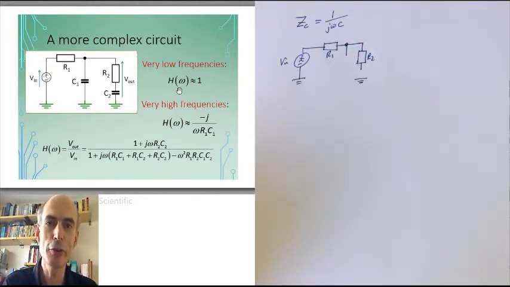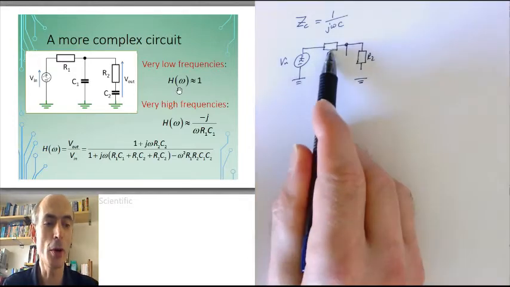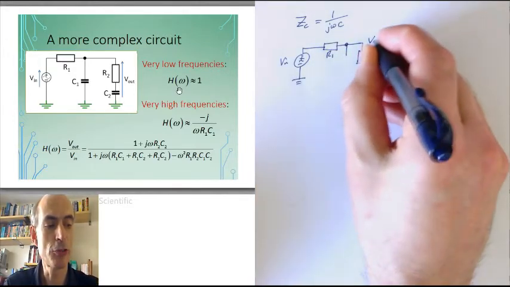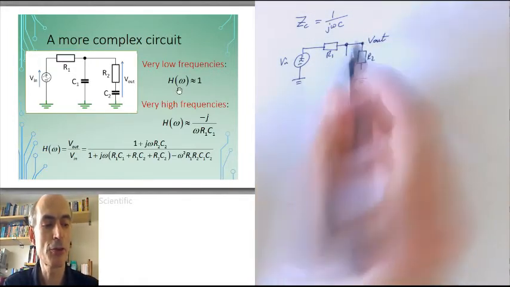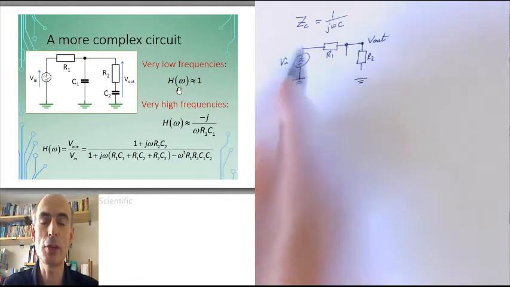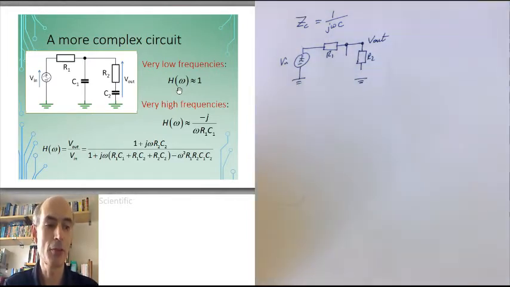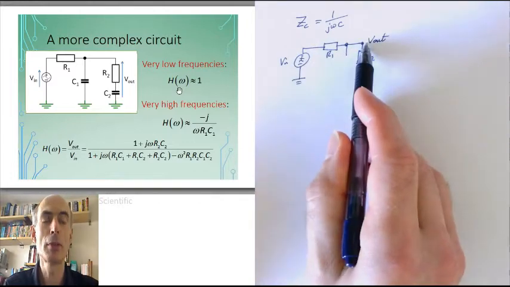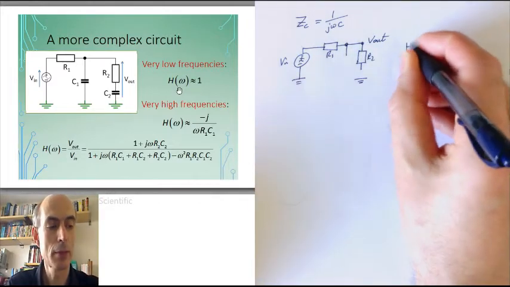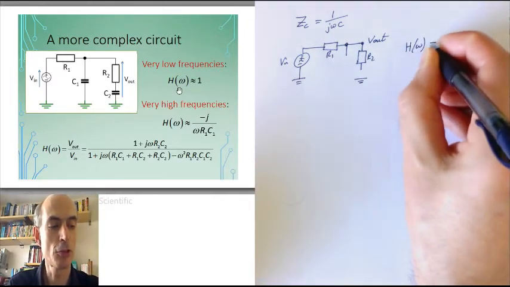And if there's no current flowing round, then there's no potential difference across any of these resistors. If there's no potential difference across resistor R1, then the output voltage at this point here must be the same as the input voltage at this point here. And that means that the amplitude response is going to be 1. H of omega is just 1.